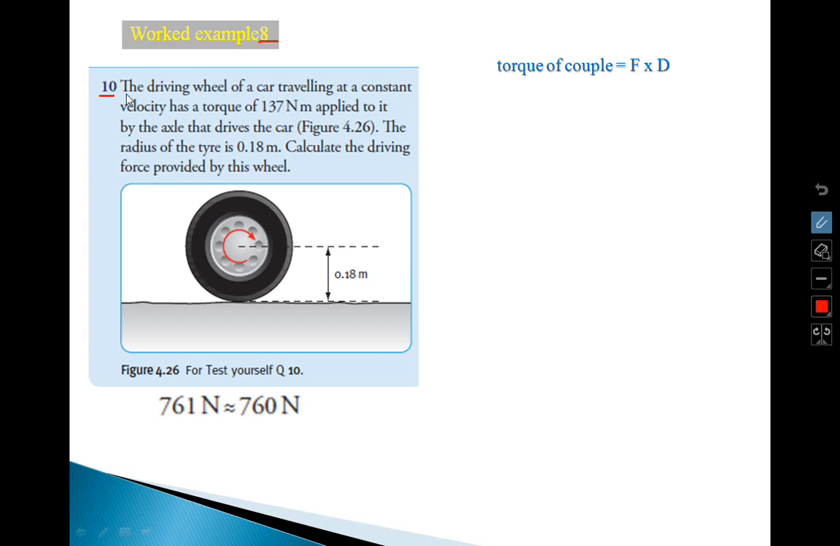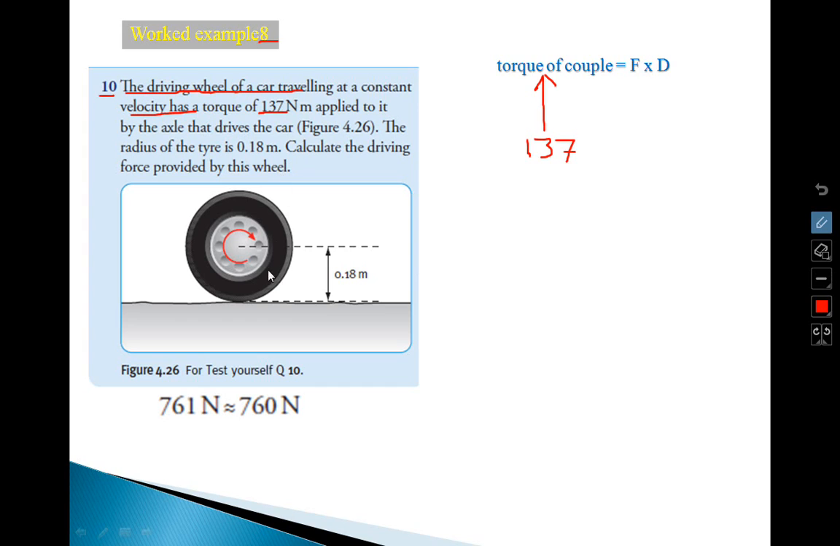As we can see in this example, the driving wheel of a car traveling at a constant velocity has a torque of 137 Newton meter. So what's this? This is the torque of a couple, equal to 137 Newton meter applied to it, so that it drives the car here.